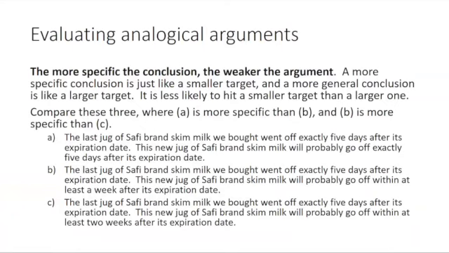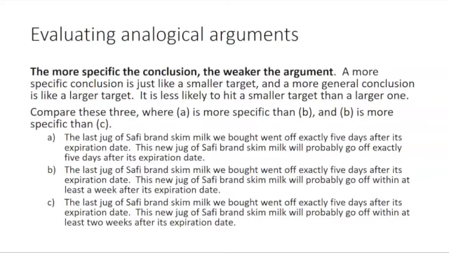So look at these three, A, B, and C, where A is more specific than B and B is more specific than C. A says the last jug of Safi brand skim milk we bought went off exactly 5 days after its expiration date. So this new jug of Safi brand skim milk will probably go off exactly 5 days after its expiration date. Now B and C have the same premise but a different conclusion.